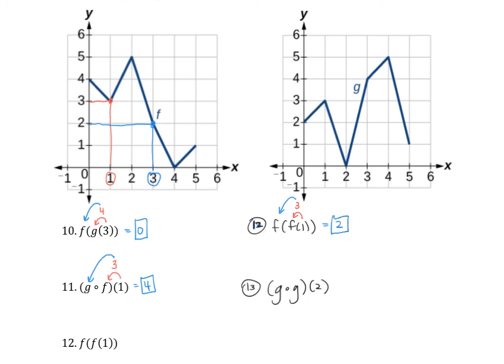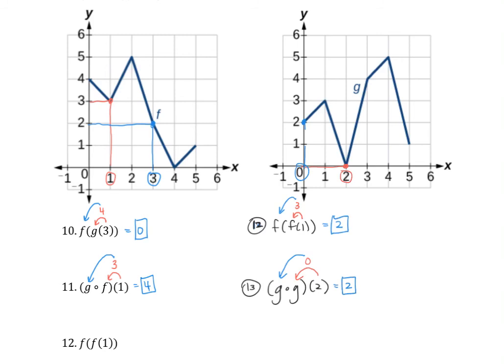Okay? Let's do the next one. So this one, instead of using F twice, I'm going to be using the G twice. So I have G of 2. So I go to the X axis and find 2. The corresponding Y value is 0. And now I'm going to use that, G of 0. So 0, I'm going to go up to the graph and see that that is a 2. So my answer here is 2.